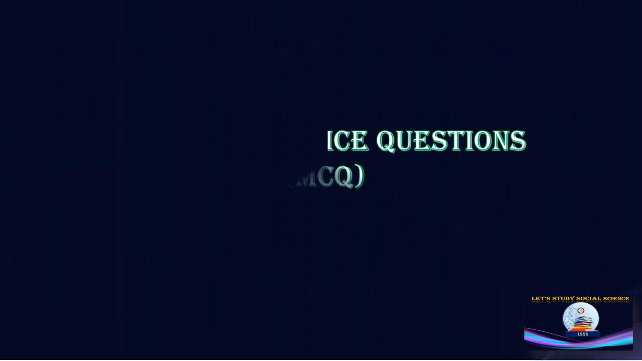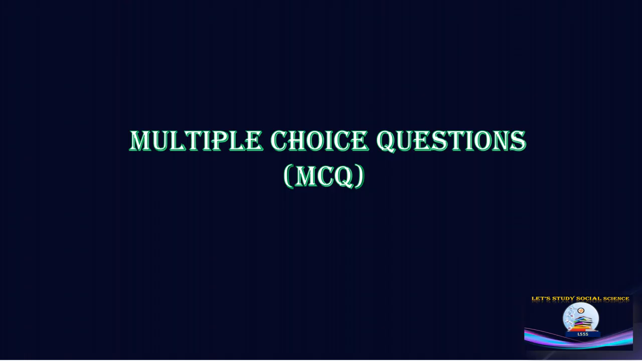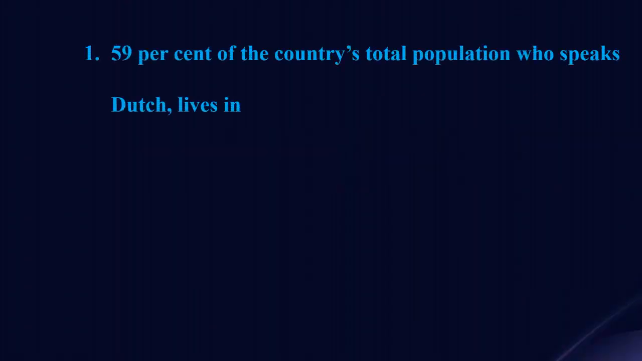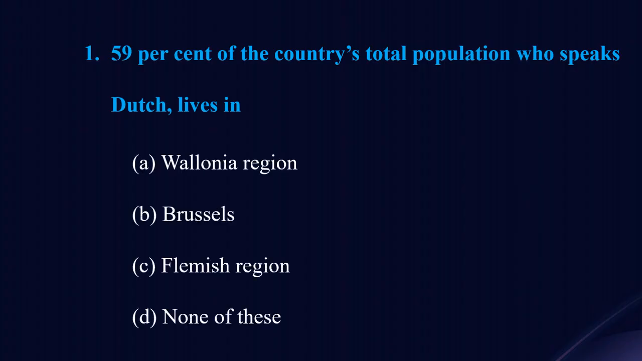Now the time for multiple choice questions. Let's start. Our first question is, 59% of country's total population who speaks Dutch lives in Wallonia region, Brussels, Flemish region, none of these. And the right answer is Flemish region.